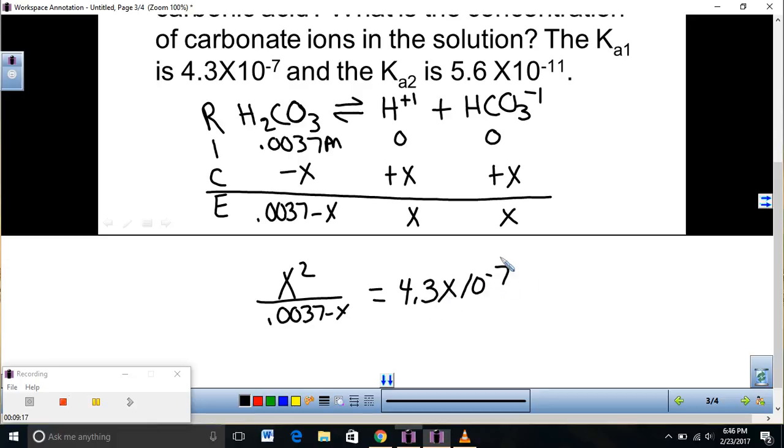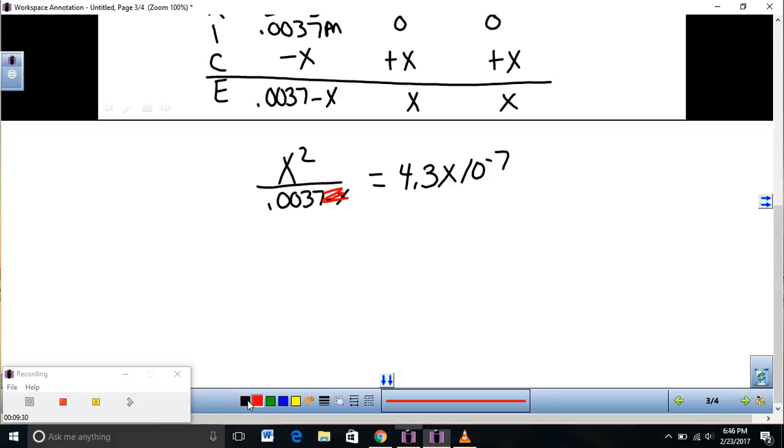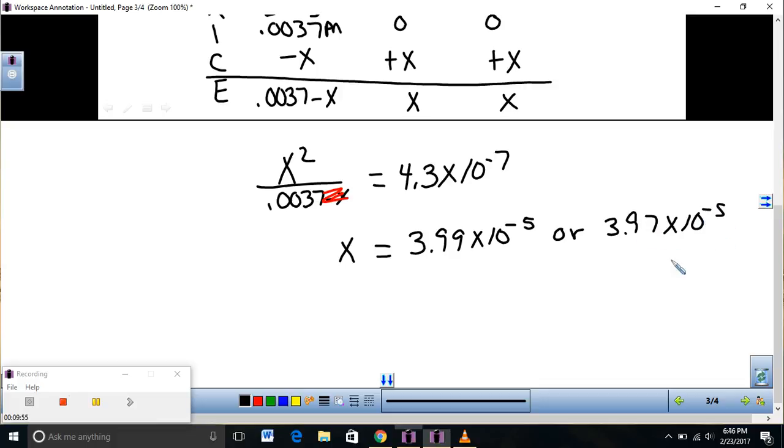Now, as long as this is to the negative fifth or smaller, you can mark through your minus X here, and then you could cross multiply or send this over and take the square root. Or if you're just a solver fan, you can use a solver. So whichever you prefer, you need to find X. I do believe if you don't use solver, you get 3.99 times 10 to the negative fifth. Or if you decide you want to use solver, you get 3.97 times 10 to the negative fifth.